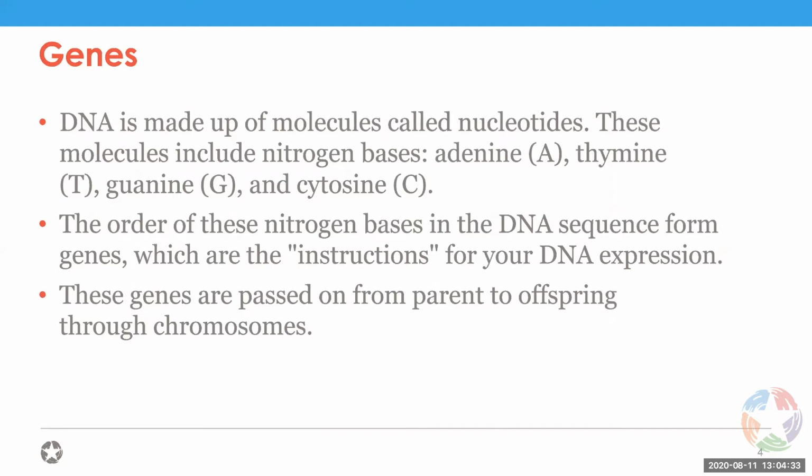These genes are passed on from parent to offspring through their chromosomes and DNA. They contain the genetic information or genetic history of your ancestors, and the variations are how we can determine the relationship between people.